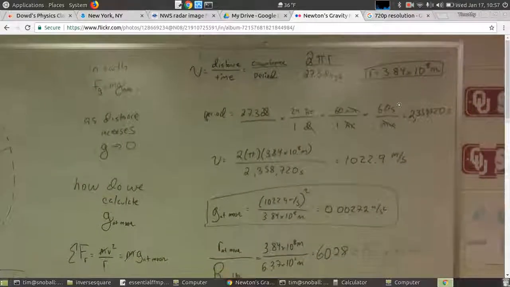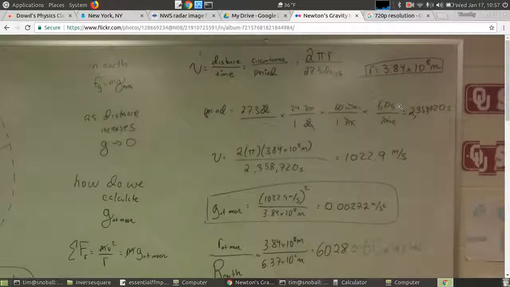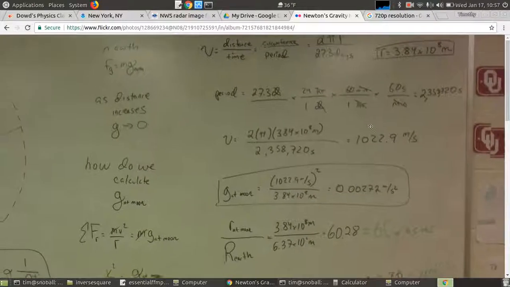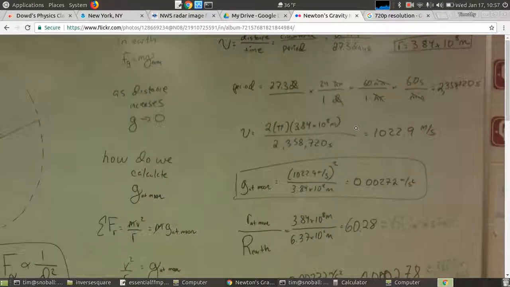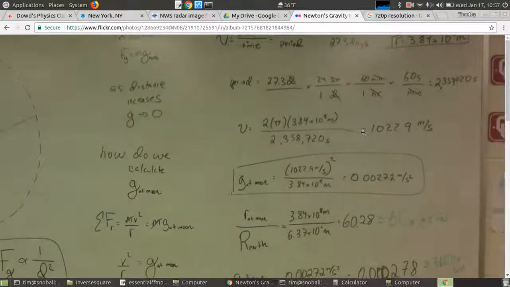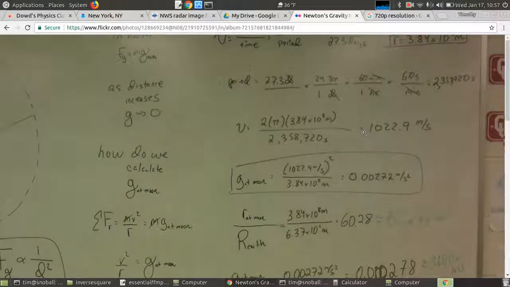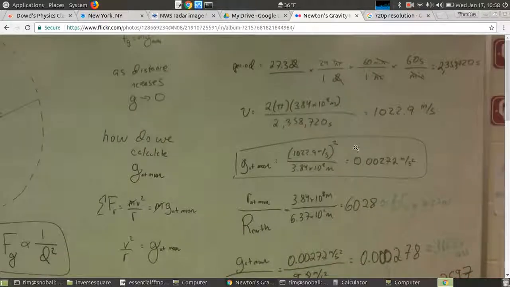Okay, so here is me taking the 27.3 days and converting that into seconds. And then I'm doing the circumference over time equals velocity equation. So I get that the moon's velocity is a little more than 1,000 meters per second. And then plugging into g is v squared over r, we end up having the Earth's acceleration of gravity as far away from the Earth as the moon is really small. It's about 0.003 meters per second squared.